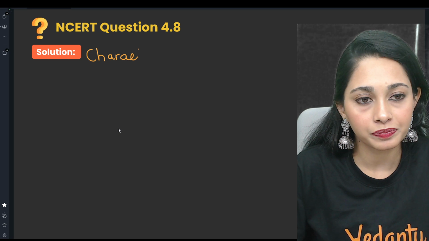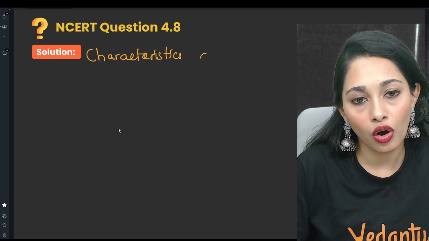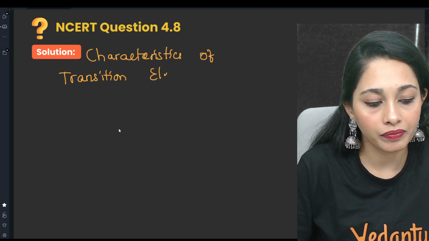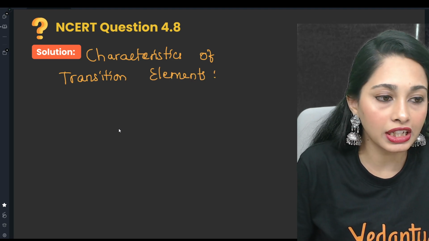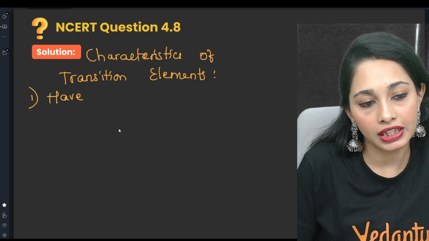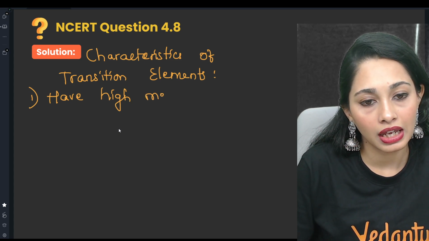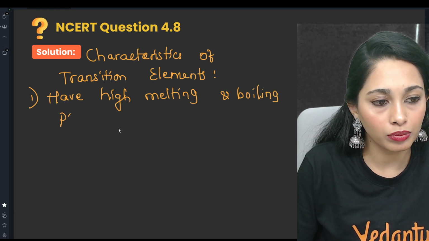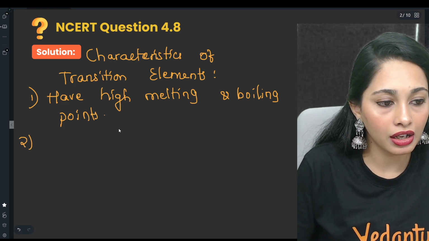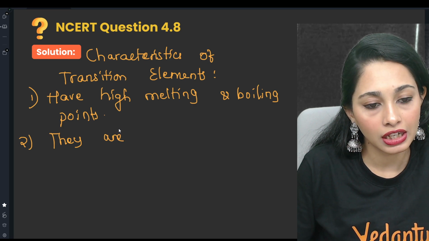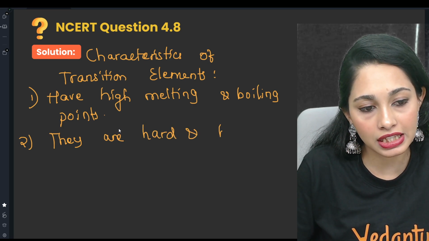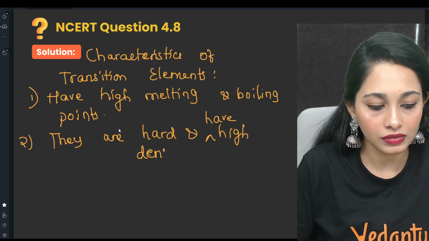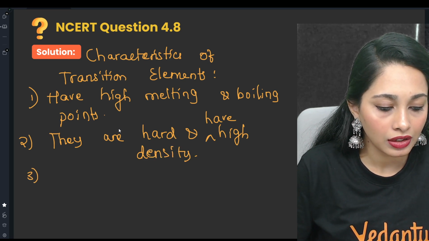Characteristics of transition elements. Transition elements generally have high melting and boiling points, and they are hard. They are hard and generally have high density.